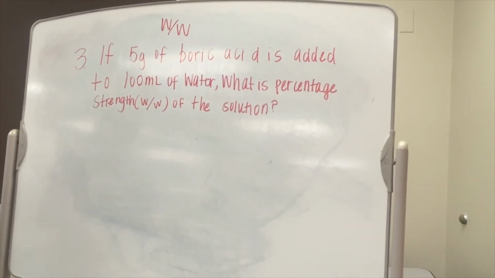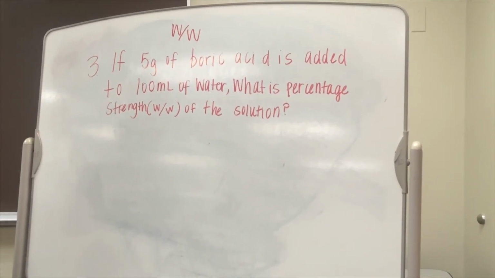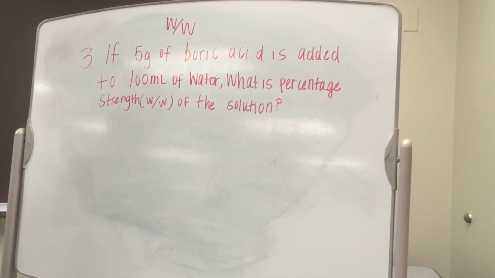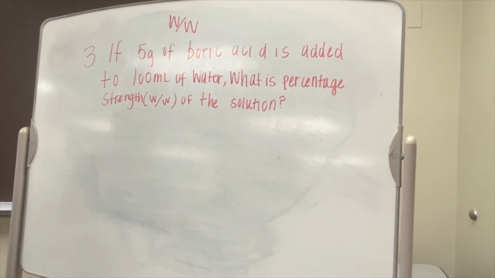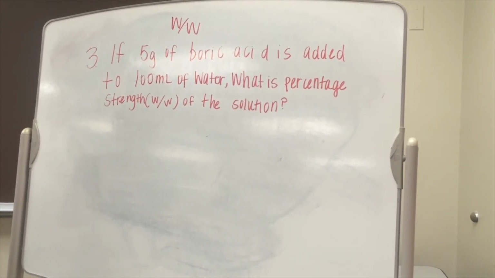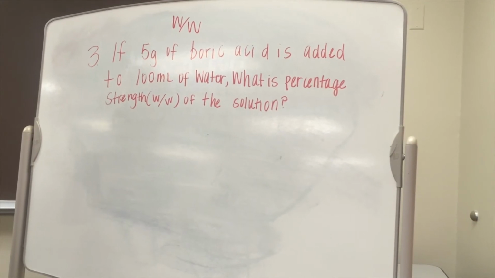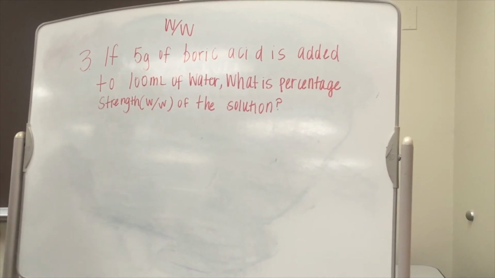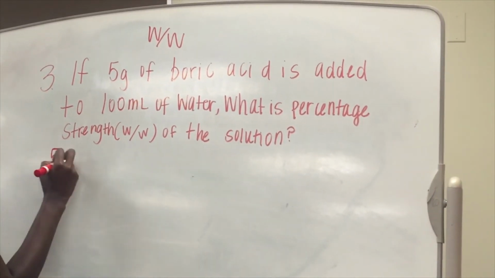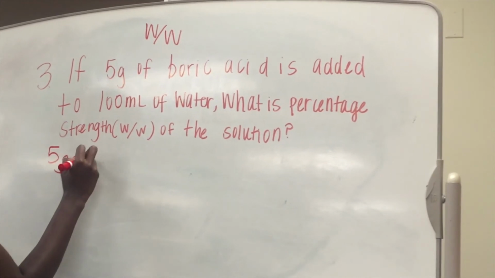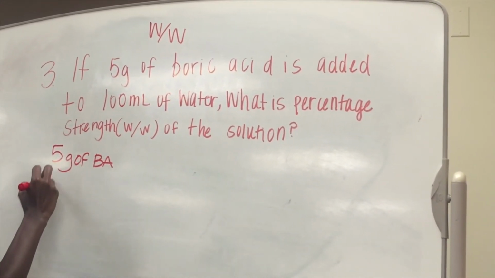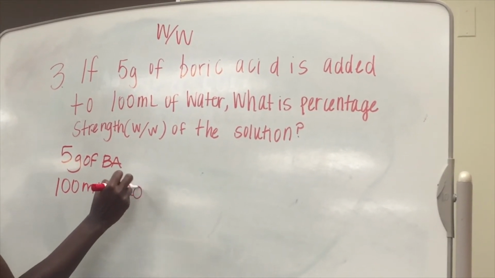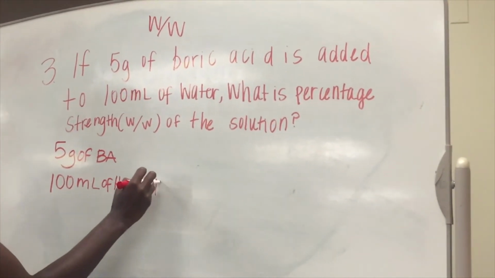Okay, this is our third and final example of using weight per weight. If 5 grams of boric acid is added to 100 mLs of water, what is the percentage strength of the solution? Unlike the previous question, we were given the percentage strength. Now we're given the grams of boric acid. So we're kind of doing the opposite. First, let's write what we're given, and that's 5 grams of boric acid and 100 mLs of water. Since we're working with grams per gram, we can go ahead and convert this to 100 grams of water.